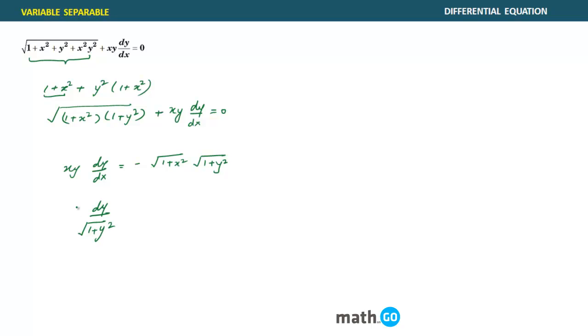This is y square. Keep the y term here, right? I'll send this x over here, so this becomes what? Minus of 1 plus x square under root by x dx. And now you just want to integrate because it is again variable separable form. And again you can say this question now becomes a pure question of integral. You can easily solve this by putting 1 plus y square equal to t square.